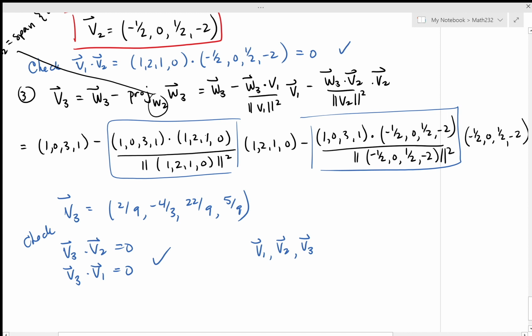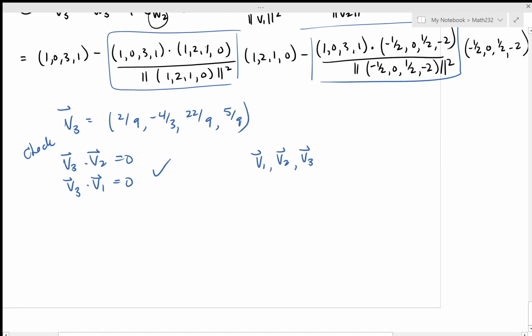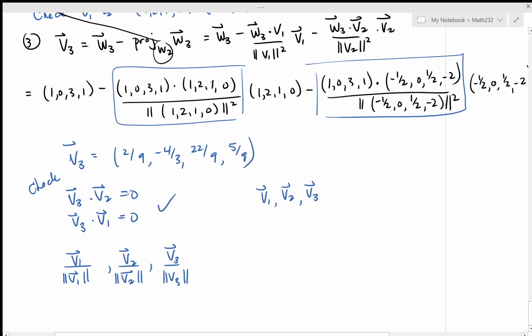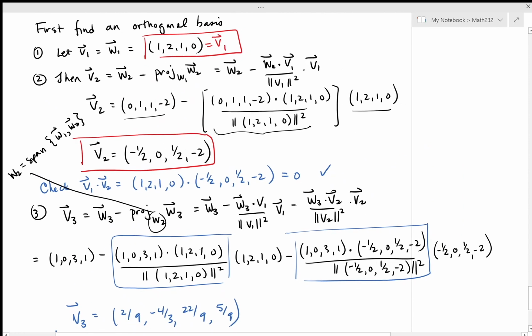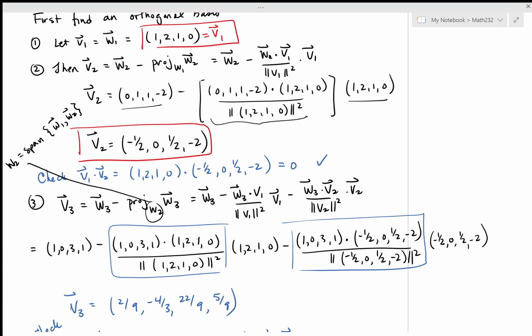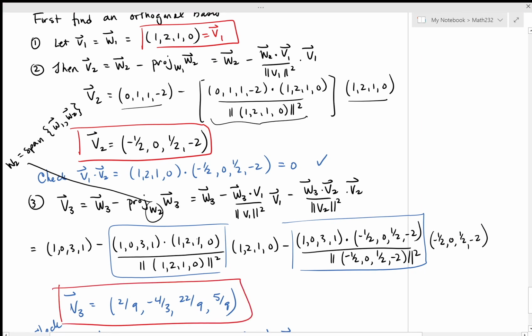Okay, now the hard part of the program is finished because we only have 3 vectors in this example. So now what I do is I take V1 and divide it by the norm of V1, and take V2 and divide it by the norm of V2, and take V3 and divide it by the norm of V3, and then I have the orthonormal set. So we've got V1, V2, and also here V3.